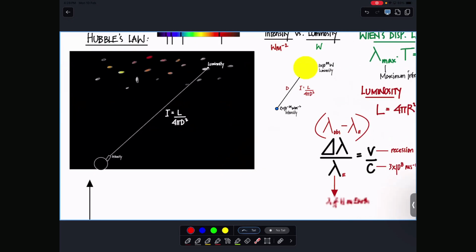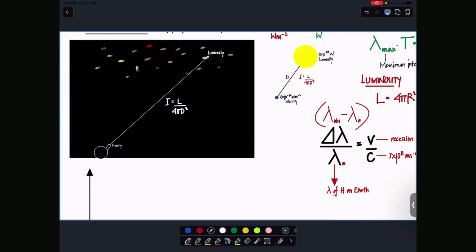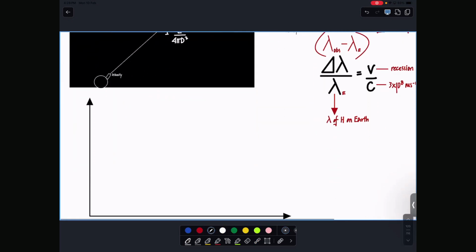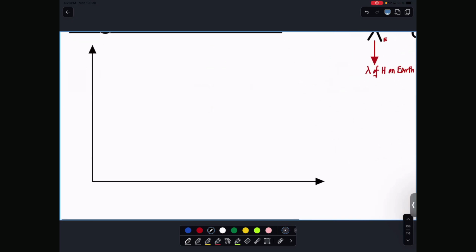And we plan to look at the relationship. Why are they more red like that, right? And we found this graph here. This is the distance of your galaxies, measured in light years, and this is the velocity of your galaxies, measured in meters per second or kilometers per second. And we found that this is how the graph looks.